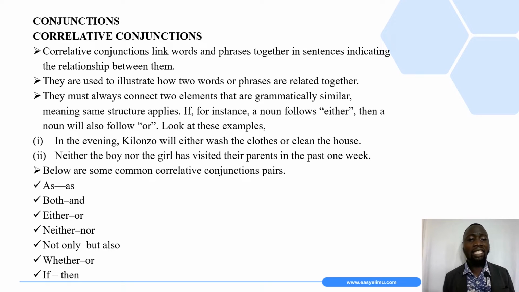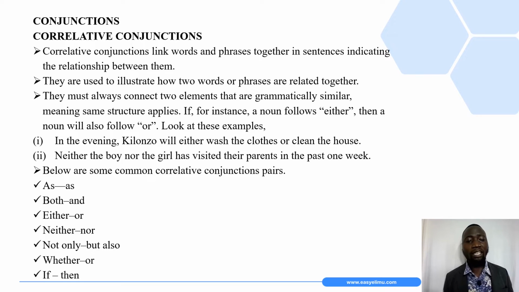Then again, looking at the other sentence, neither the boy, so we have a noun or a noun phrase, that is the boy, coming after neither. Then also after nor, we have a noun phrase that is also acting as a noun, that is the girl. So below are some common correlative conjunction pairs.